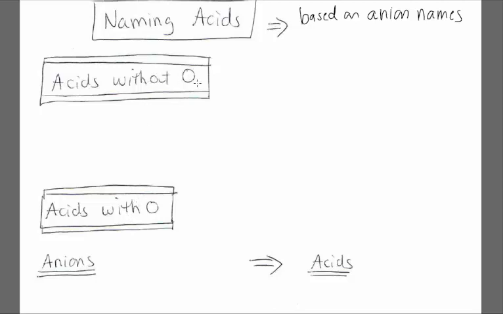So we'll start with the ones that do not contain oxygen. All right, the rule for how to name them is you use hydro, and then the anion root, and then ic, and then a separate word, acid. Okay, what's an example?